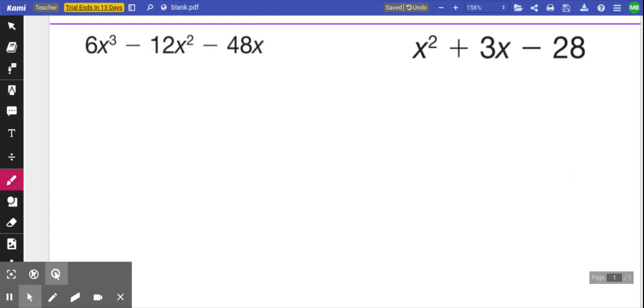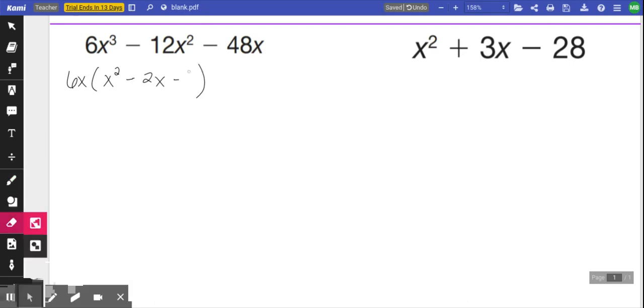My first problem, I have 6x cubed minus 12x squared minus 48x. I notice that all of these numbers are divisible by 6, and they all have at least one x. So I can factor out 6x. Remember, when you're factoring out, you're doing division. So 6x cubed divided by 6x leaves us with x squared. Next, I have negative 12x squared that I'm dividing by 6x. That would be negative 2x. And then finally, negative 48x divided by 6x, negative 8.